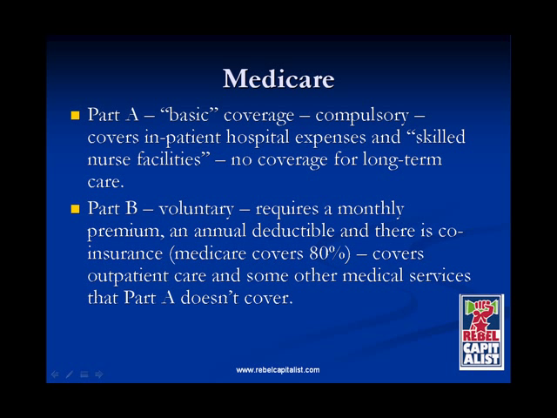Part B, Medicare Part B, is voluntary, meaning this is something that a person can pay for. This is an additional coverage that a person can pay for. It does require a monthly premium, an annual deductible, and there is coinsurance. Medicare will cover 80% of medical services, such as outpatient care and some of the other medical services that Part A doesn't cover.